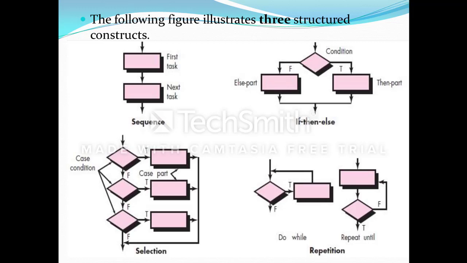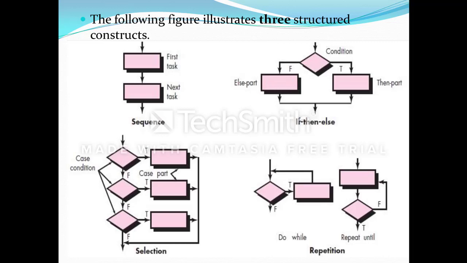Next, repetition. Here we have two types of loop diagrams. First one is do while and the other is repeat until. Do while tests a condition and executes a loop repeatedly as long as the condition is true. Repeat until executes the loop first and then tests the condition, and repeats the task until the condition fails. So these are the repetition statements.